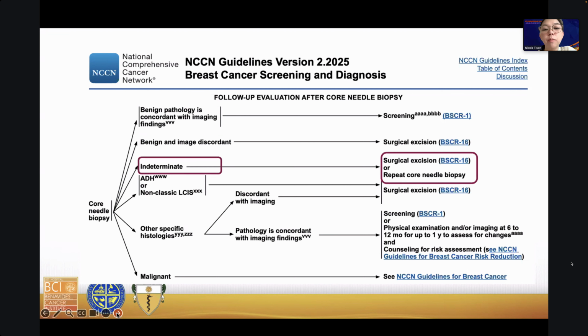Indeterminate biopsy results, we may consider a repeat ultrasound-guided core needle biopsy. So if you have a patient, you did a blind biopsy, it's benign and discordant or indeterminate, the next step would be to do it ultrasound-guided. And if the result is still indeterminate, then we go ahead and do surgical excision. If you get atypical ductal hyperplasia or non-classic lobular carcinoma in situ, so non-classic LCIS would be pleomorphic and florid LCIS, then surgical excision is warranted.